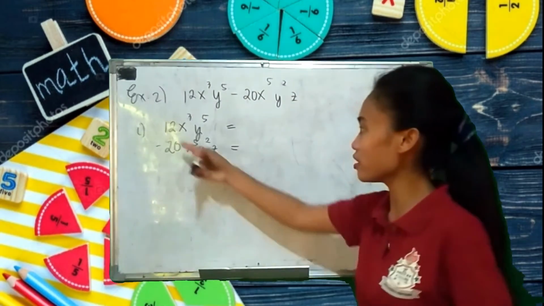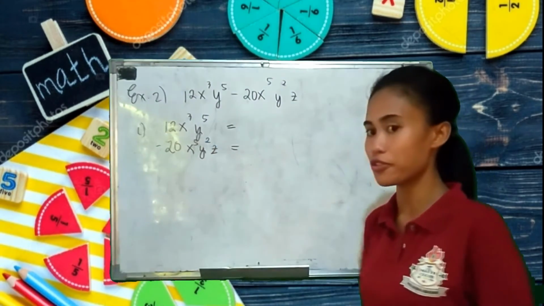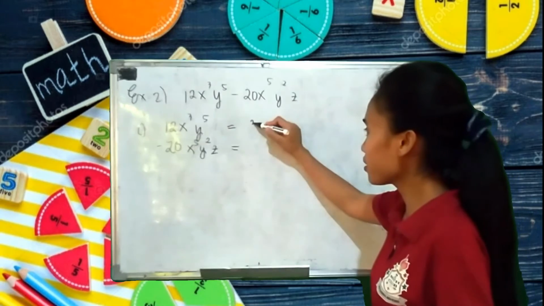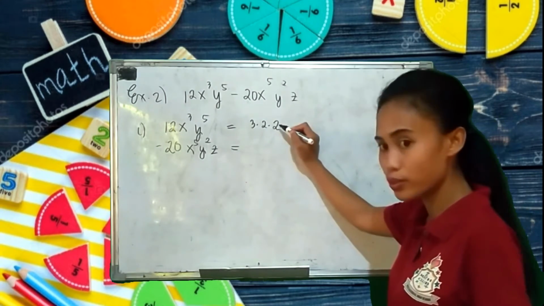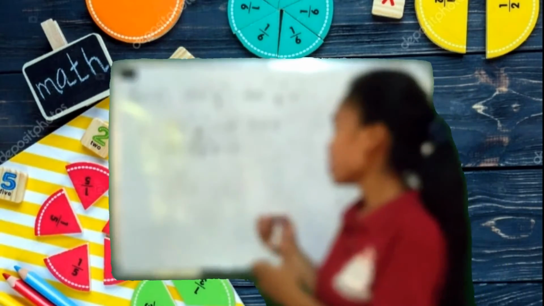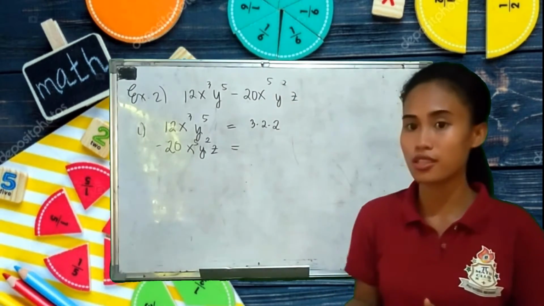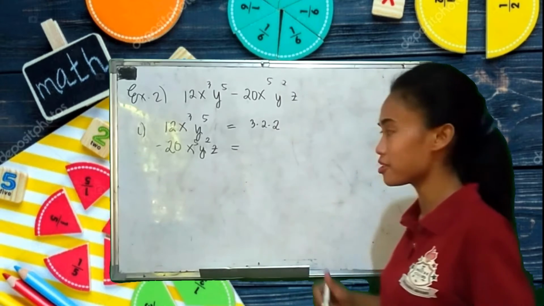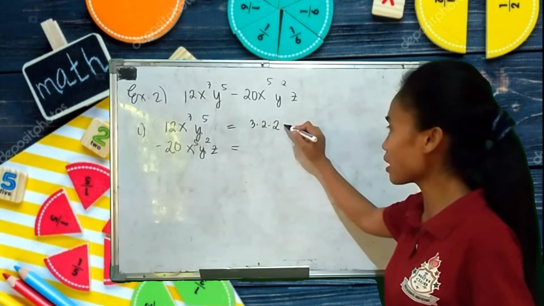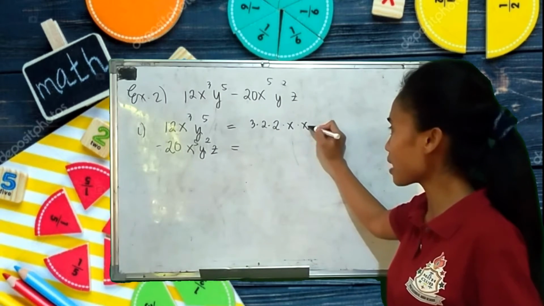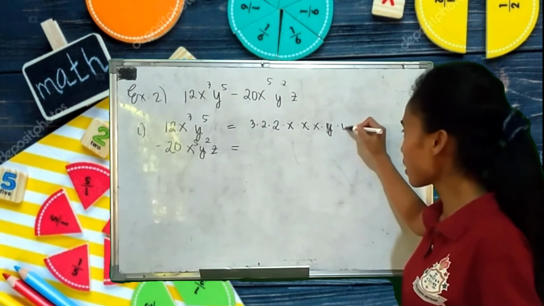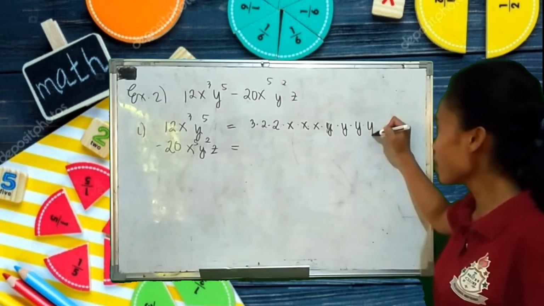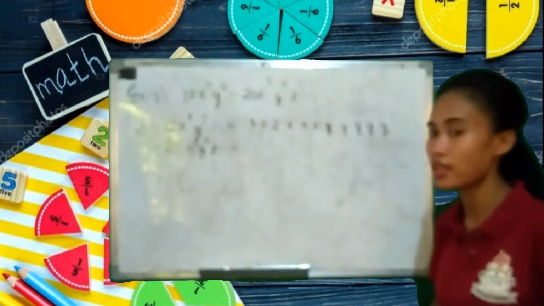So by factoring, the prime factors of your 12 are 3 times 4, or 3 times 2 times 2. Or you may interchange the position since multiplication is commutative. So 3 times 2 times 2, times x times x times x times y times y times y, another y, and finally a y.